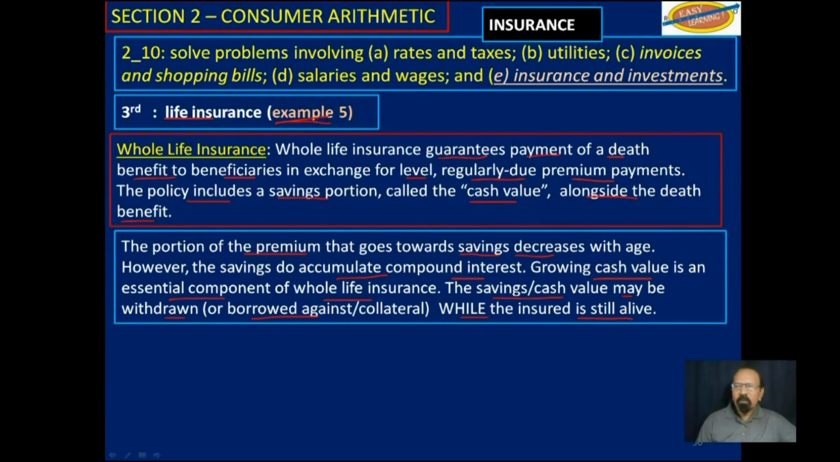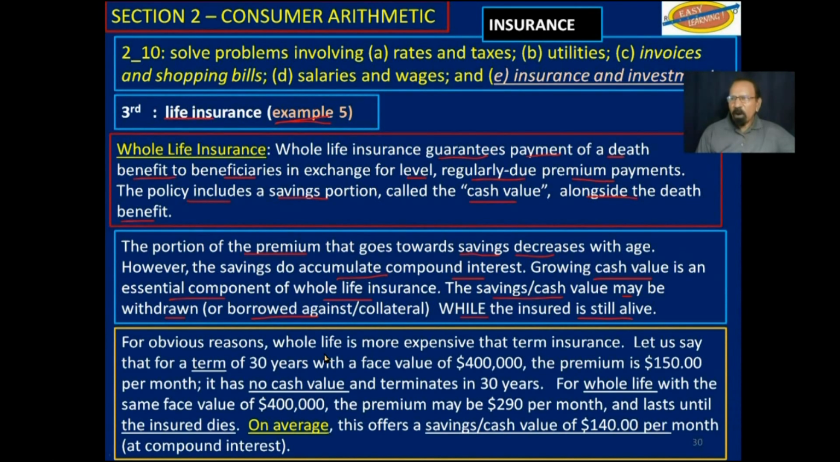So the whole life is for your whole life. If you die, the insurance company pays the face value. But while you are alive, you can borrow, you can withdraw the savings part. For obvious reasons, whole life is more expensive than term insurance.